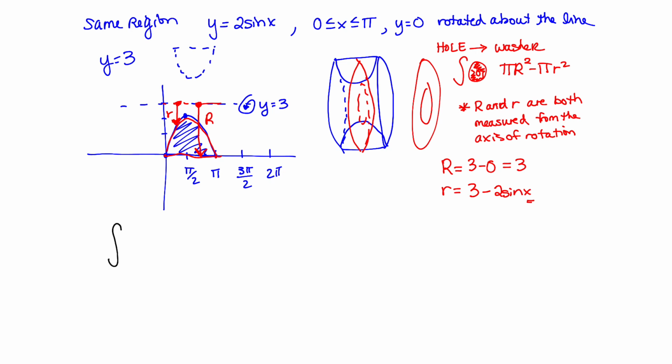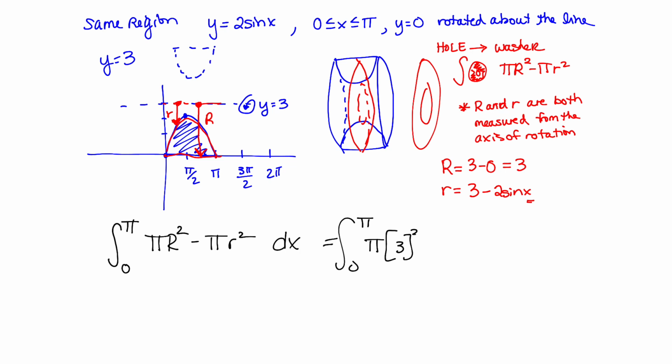Did you guys get an integral for me? We're integrating with respect to x because we're cutting perpendicular to the x-axis. You have 0 to pi, so the limits stay the same. And then it's pi big R squared minus pi little r squared. So hopefully you're getting pi times 3 squared, minus pi times (3 minus 2 sine x) squared, dx. Does anybody have any questions on that setup? I don't want to work it out right now because we have a lot to talk about.